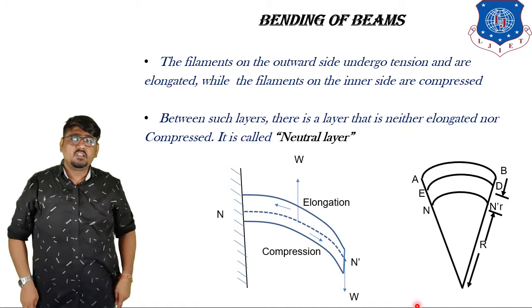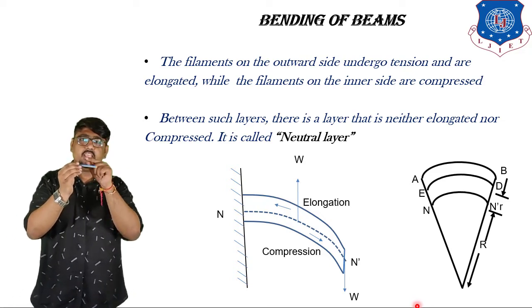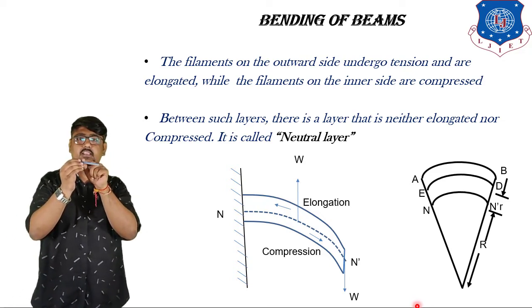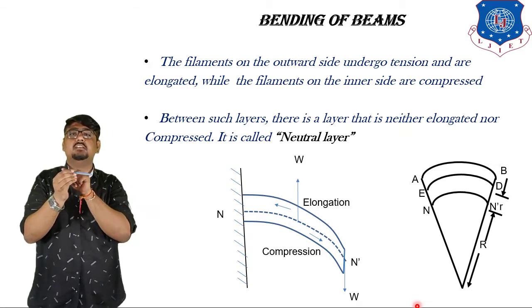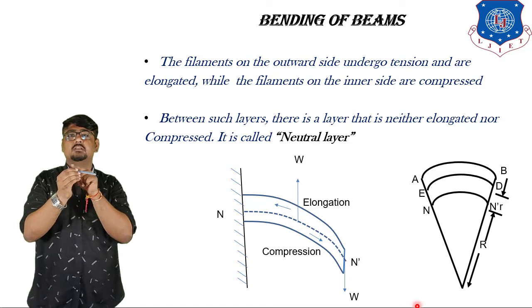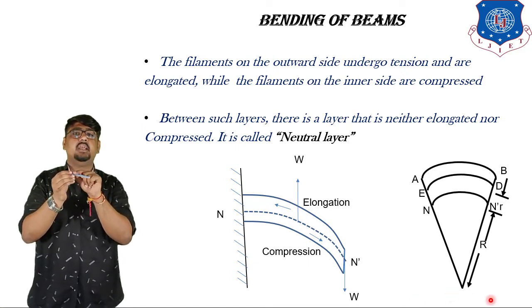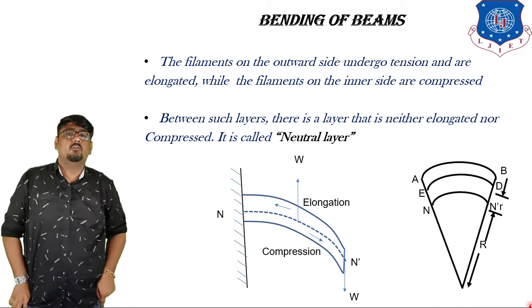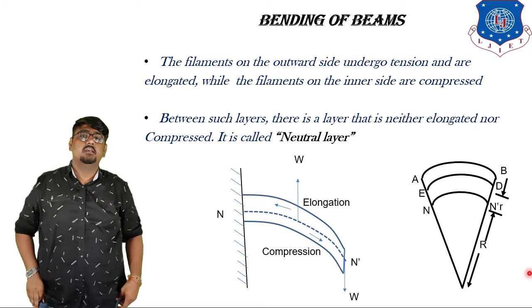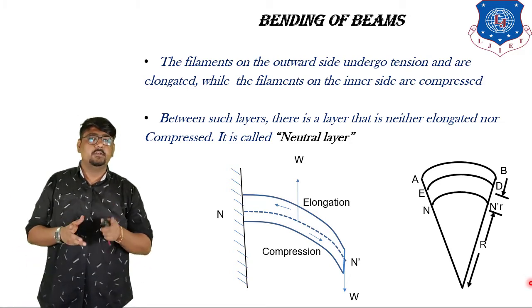So there is some layer or filament in between these two, outer and inner, such that there is no compression or elongation, which is free of compression and elongation. So that layer is known as a neutral layer, and whatever calculations are to be done will be done on that layer. Okay, we are going to do the calculations on that neutral layer.